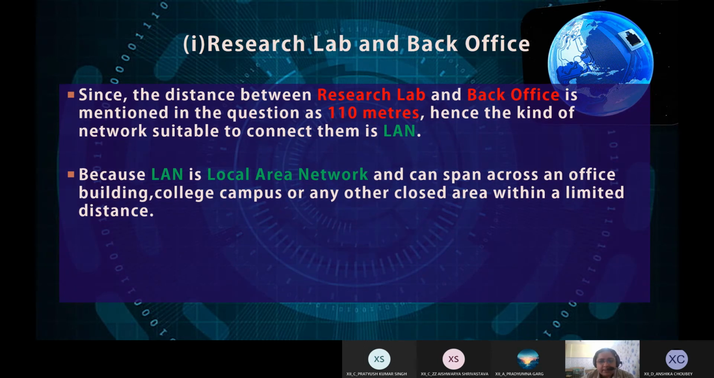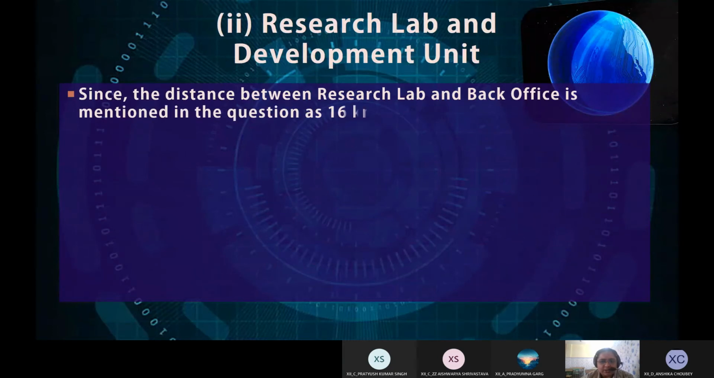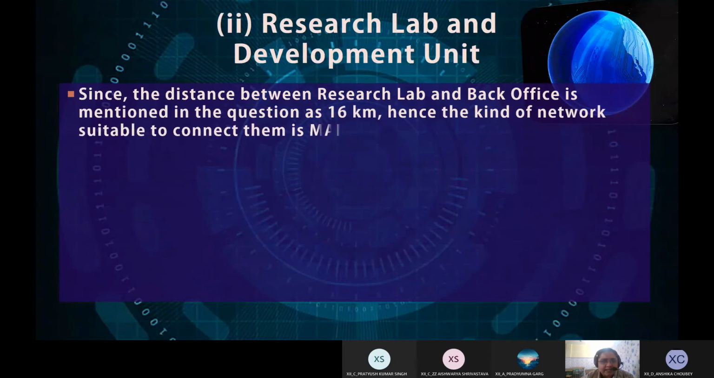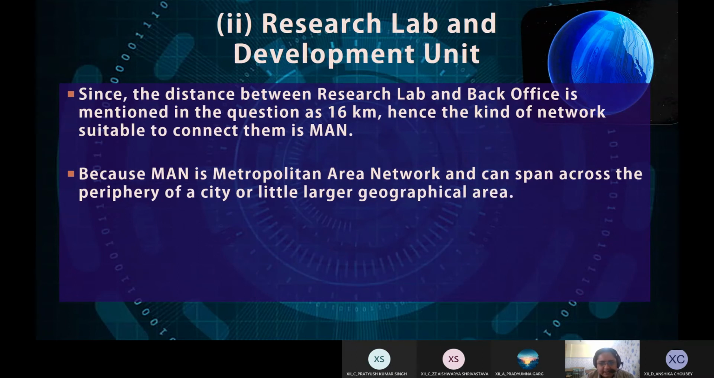Next is research lab and development unit. Since the distance between research lab and development unit is mentioned as 16 kilometers, the suitable network is MAN, because MAN is metropolitan area network. It is within the periphery of a city, hence it can work with MAN.